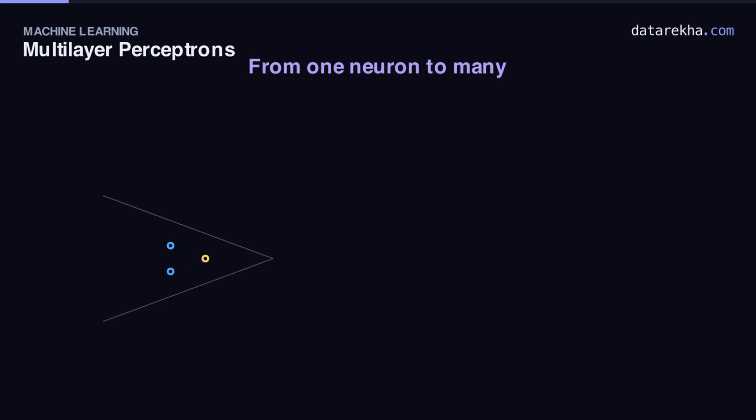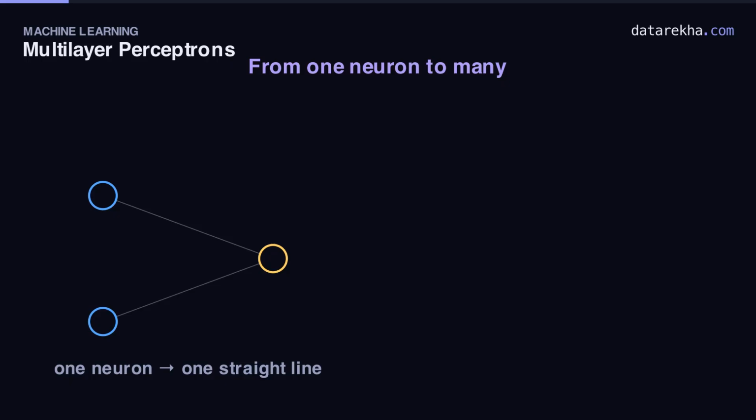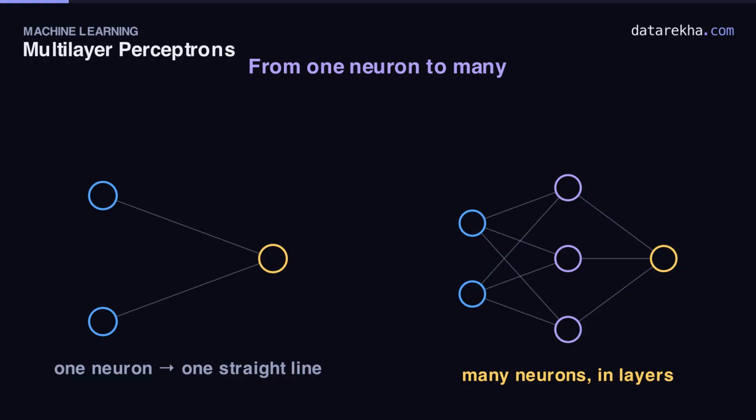Last time we met the perceptron, a single neuron. It could only ever draw one straight line, and that line hit a wall it could not cross. The XOR pattern, where no straight cut separates the classes. So here is the fix, and it is almost embarrassingly simple.